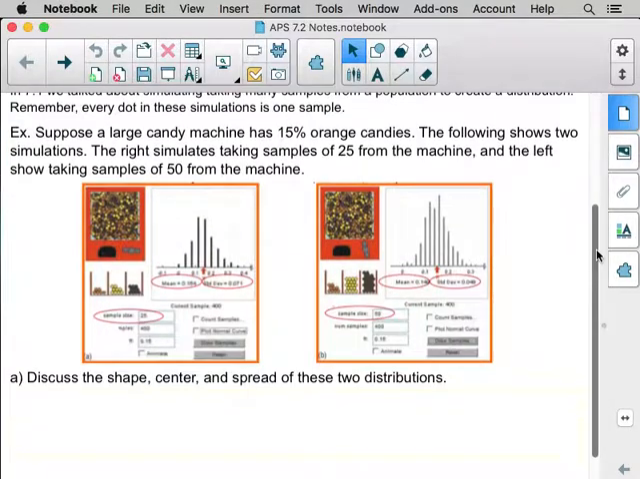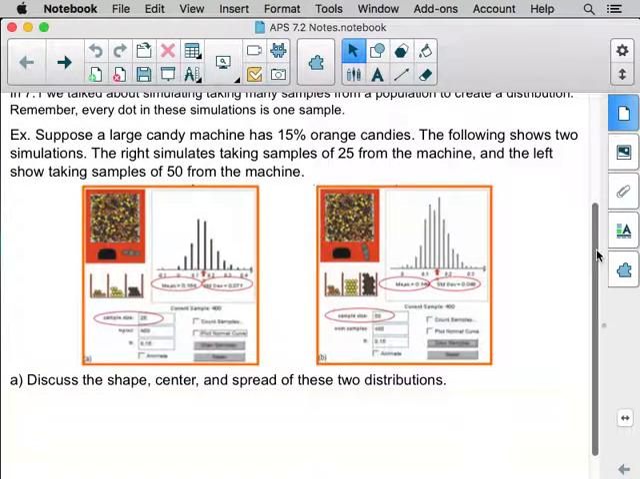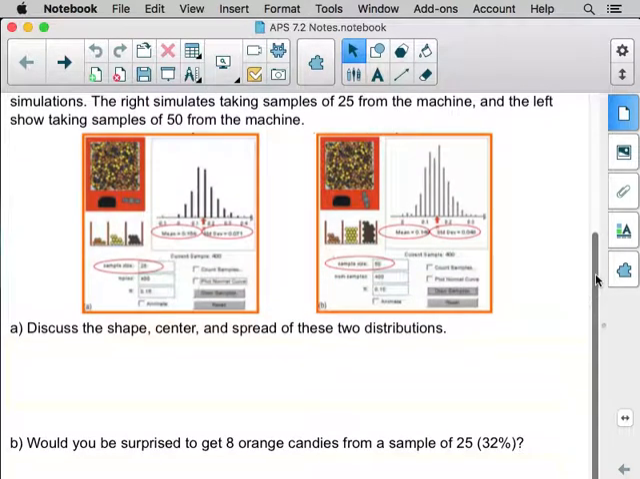So, we're going to suppose that a large candy machine has 15% orange candies. The following shows two simulations. The right simulates taking samples of 25 from the machine, and the left shows taking samples of 50 from the machine. So again, not actually sampling distributions, but we're simulating those sampling distributions. Again, one taking 25 at a time, finding the proportion of candies, and then taking one that has a sample size of 50 and finding the percent of orange candies.